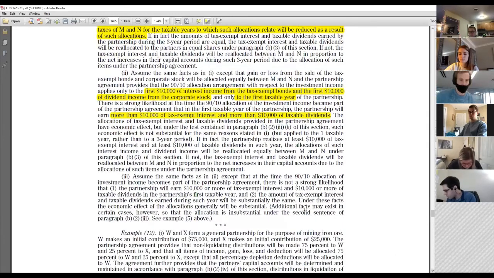3 little i's then adds to that and says, let's assume there's not a strong likelihood that they'll earn 10,000 of each, and that the amounts could be different from each other substantially. Well, in that case, the allocations will be substantial. There won't be a shifting problem because of that variability.